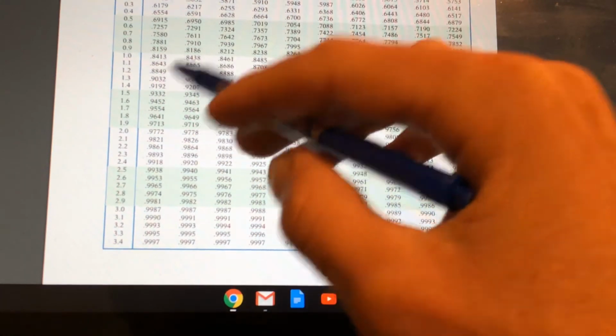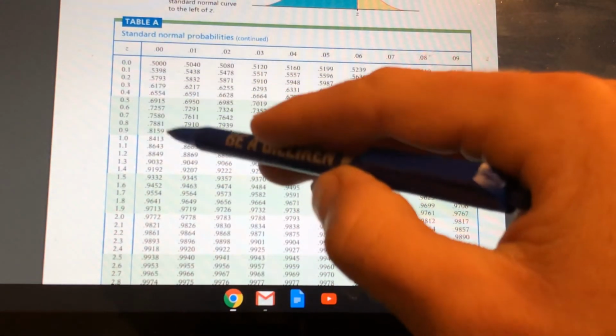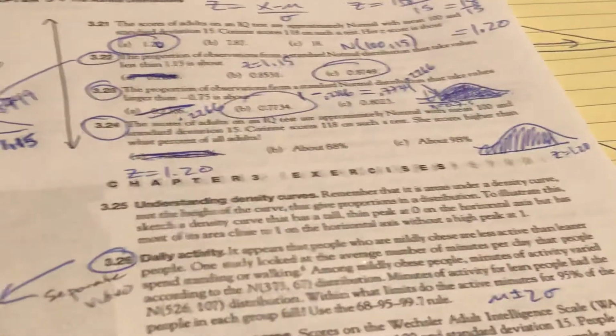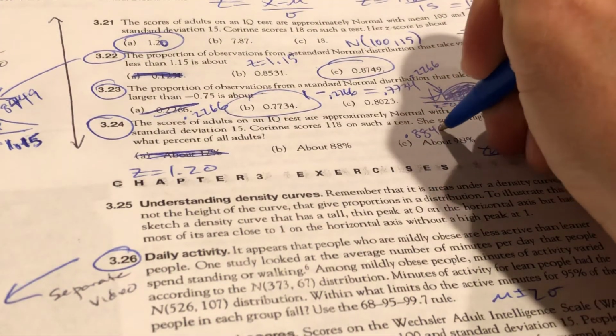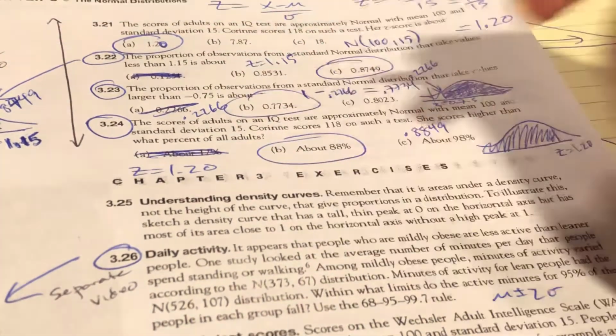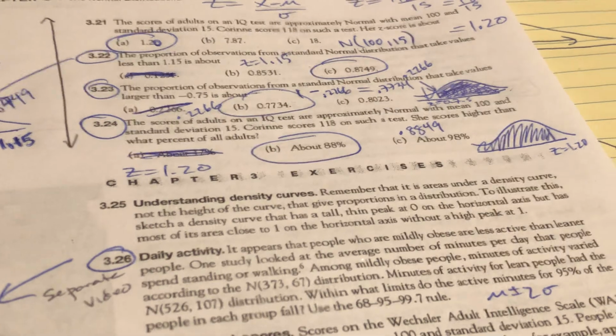1.2. Let's see if we can see all of this. So 1.20 is right there. So it's 0.8849. This area represents 0.8849, and that is the area to the left, or the people that she scored better than. She would be in roughly the top 12%. She scored better than 88%, though. That's what that is asking. All right, let's continue on here.